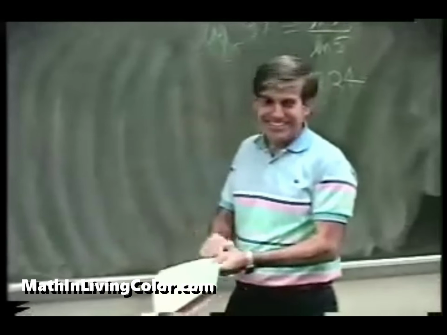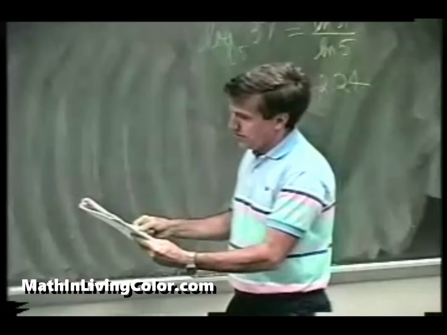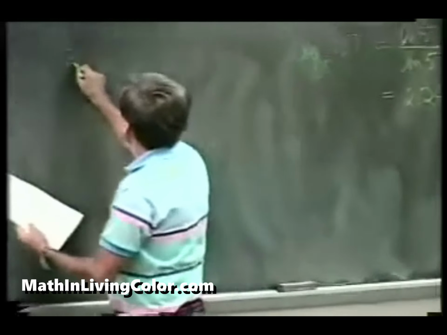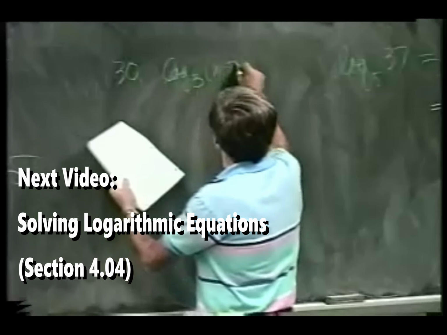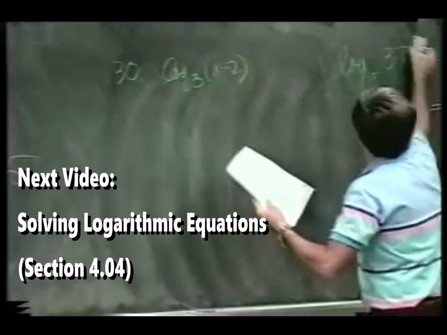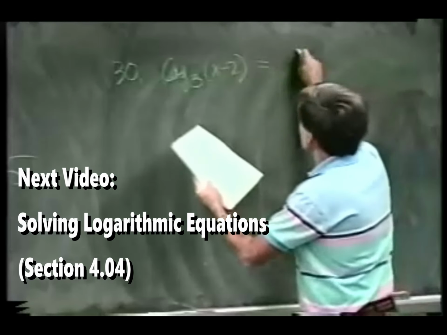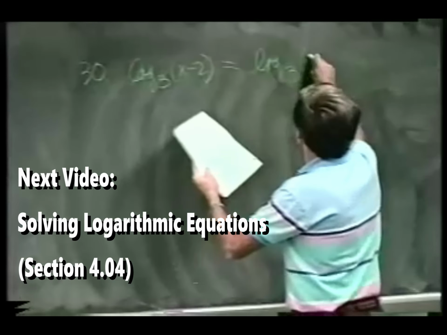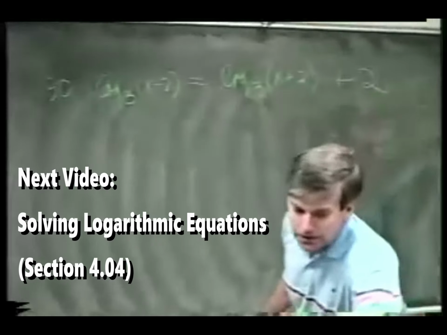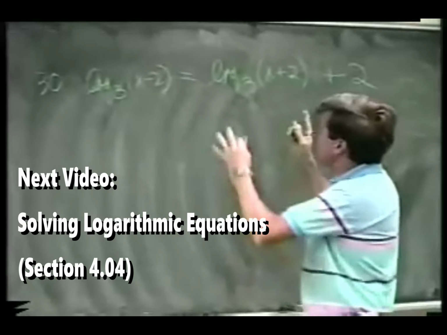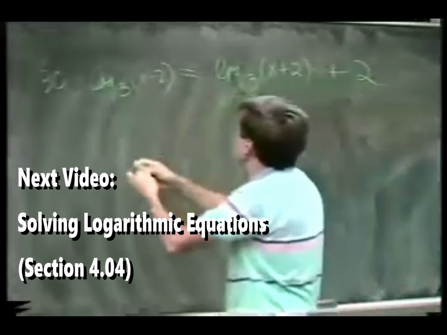I'd like to do one more problem. Which one do I want to do here? How about number 30? Log base 3 of x minus 2 equals log base 3 of x plus 2, plus 2. All right? Now, I've got a problem here. I've got logs on both sides of the equation. I want to get the logs on the same side of the equation. What would it be?